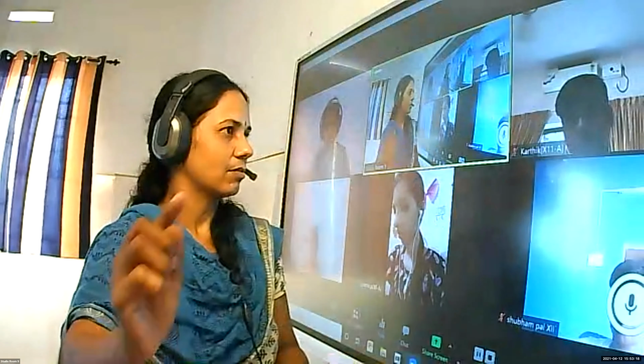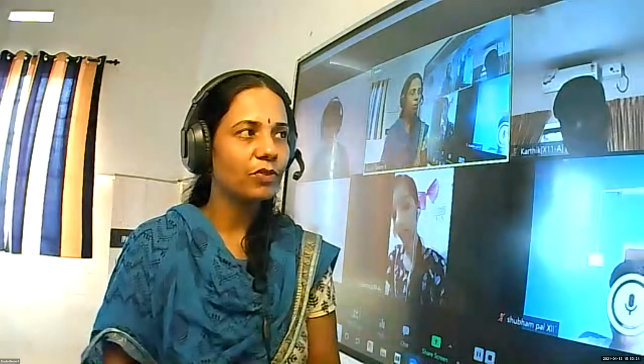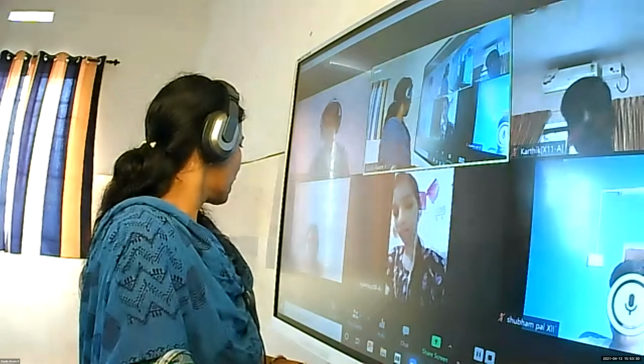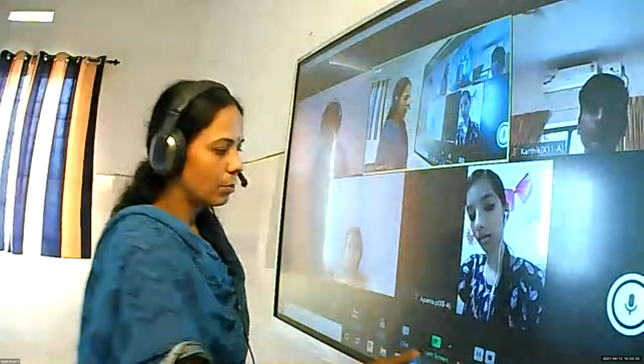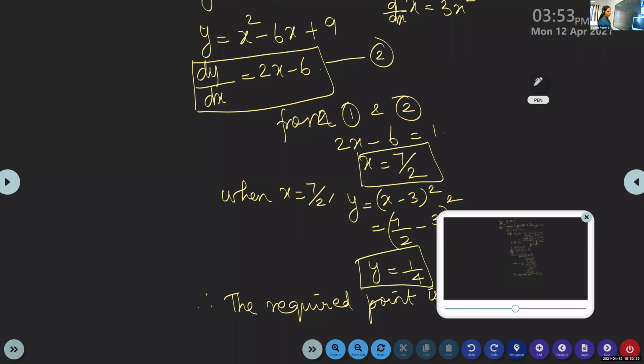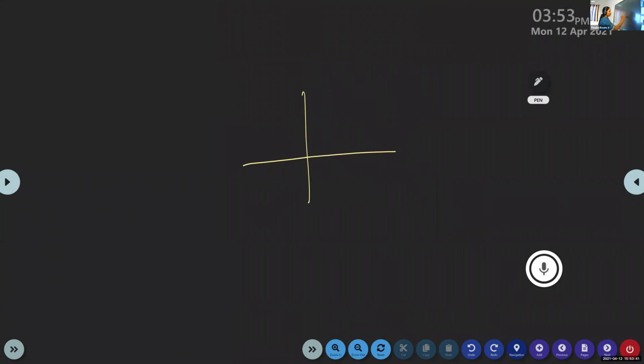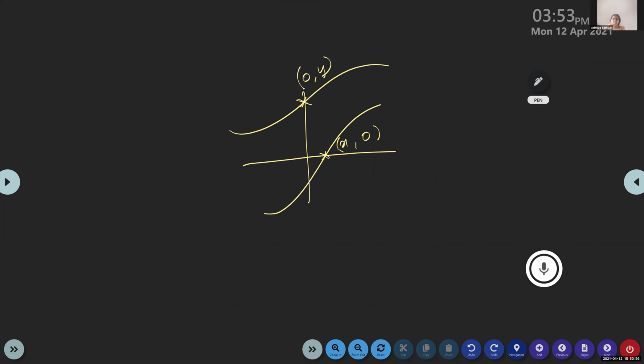It is cutting the x-axis, so it is a point on x-axis. What will be the form of the point? X, 0. Is it clear? When a curve cuts the x-axis, the intersecting point will be of the form x, 0. When a curve cuts the y-axis, the point takes the form 0, y. Very good, Aditya.